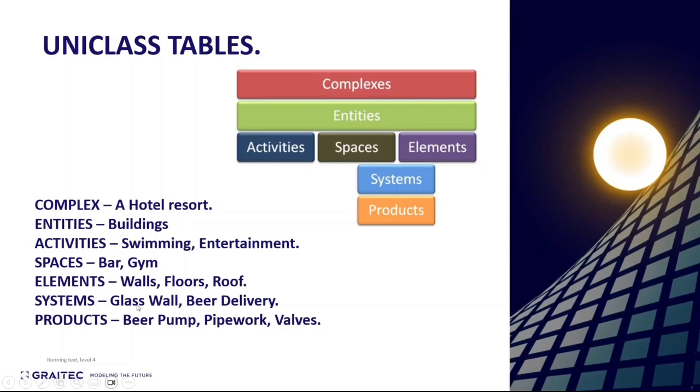So we may have curtain walling, maybe, if it's some sort of restaurant or a pub or whatever it might be, we might have a beer delivery system which may comprise all of the constituent components that go together to make up delivering the beer. And then within systems we have products. So we have the individual products that make up the systems. So the Uniclass standard defines complexes, entities, activities, spaces, elements, systems, and products in this hierarchy.